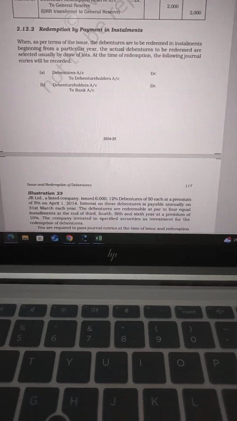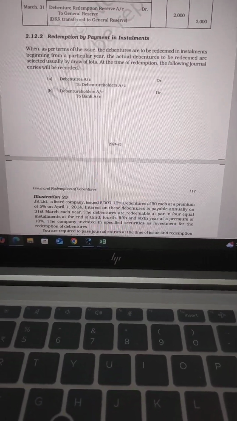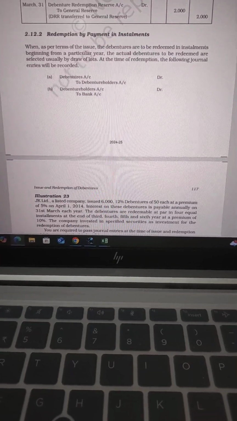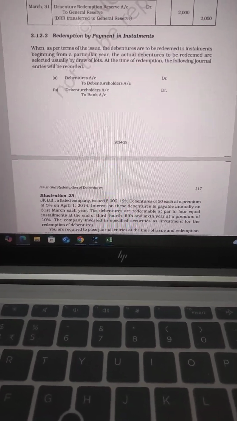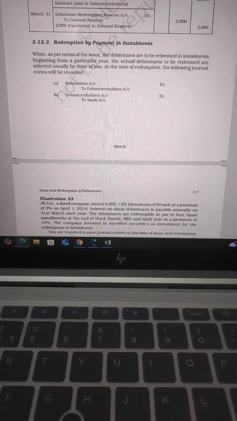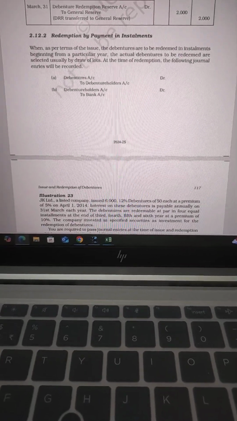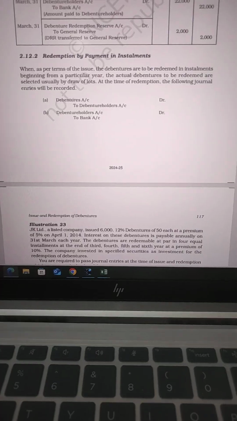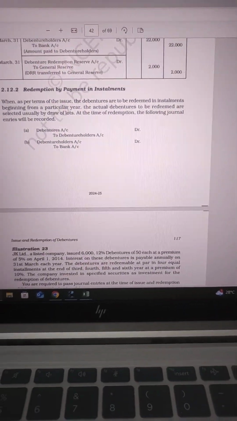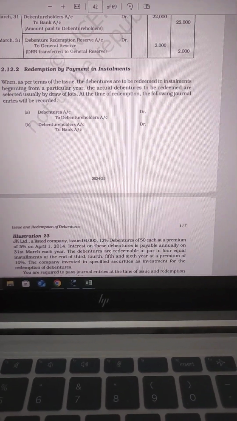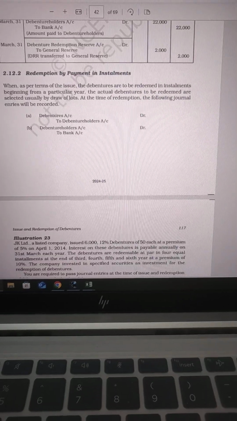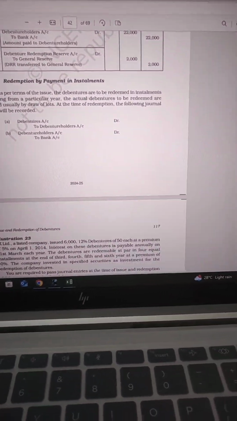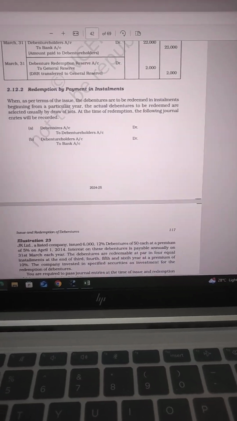Today's class is about redemption by payment in installments of debentures. Redemption of debentures means repayment of debentures. When the debentures are to be redeemed in installments, beginning from a particular year, the actual debentures to be redeemed are selected usually by draw of lots. At the time of redemption, the following journal entry will be passed.